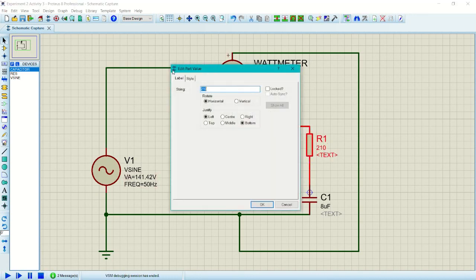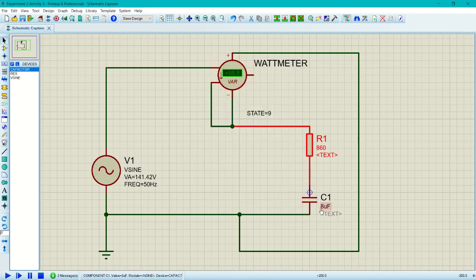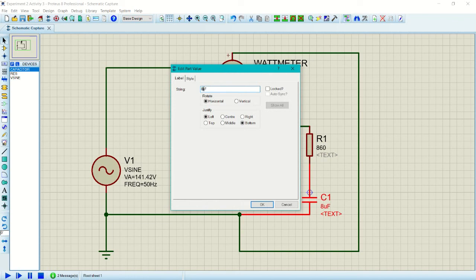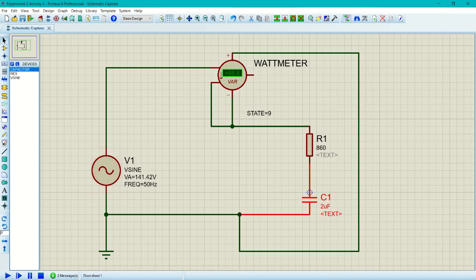So for now, we change the value of the resistor to 860 ohm. Then we do the same thing, change it to 2 microfarad. So the reactive power that we obtain from this simulation is 4.86 VAR.